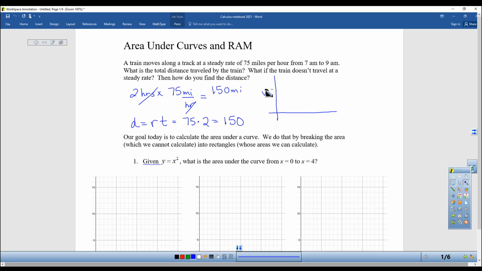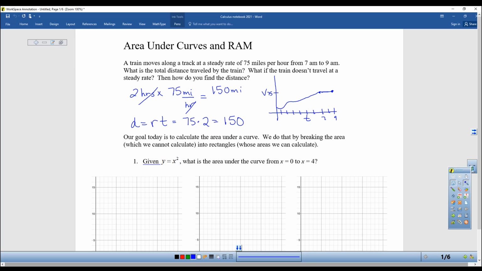So I'm going to graph his velocity over time. So 1, 2, 3, 4, 5, 6, 7, 8, 9. So I don't really know what this train does the rest of the time, but I do know that between 7 and 9, he's going a nice constant rate of 75.